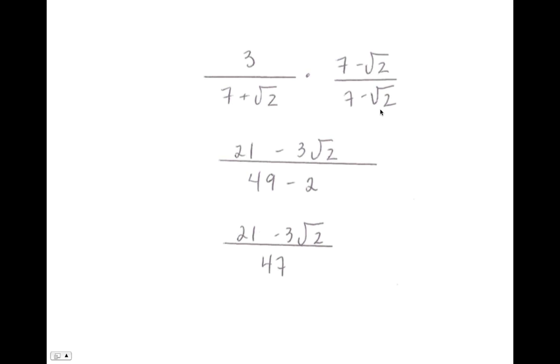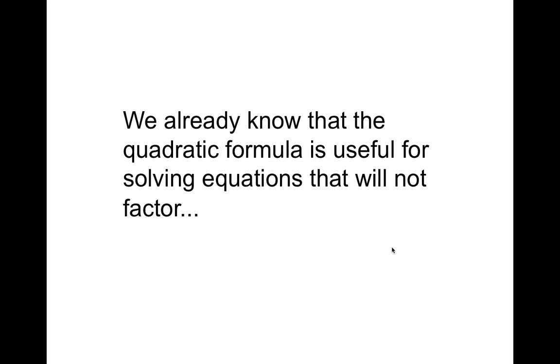And what happens with this one is that this is essentially the difference of squares. And so when I multiply it out, it's going to be 7 squared minus this thing squared, which is essentially a 2. So down the denominator, it simplifies to 47. Up top, we are distributing, so 21 minus 3 root 2. And there you have your answer.